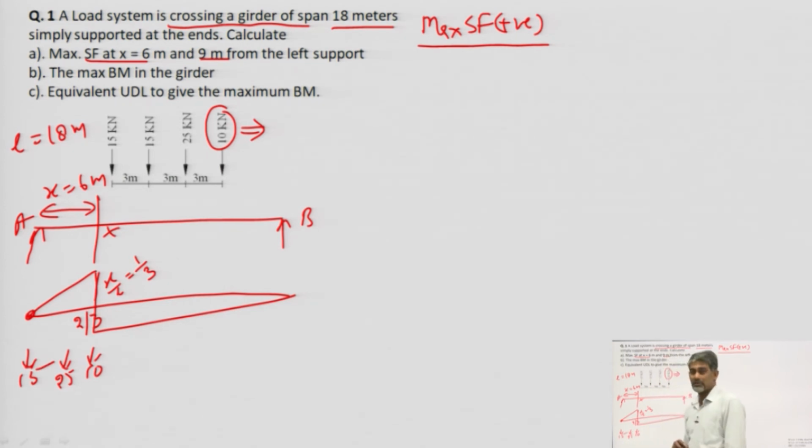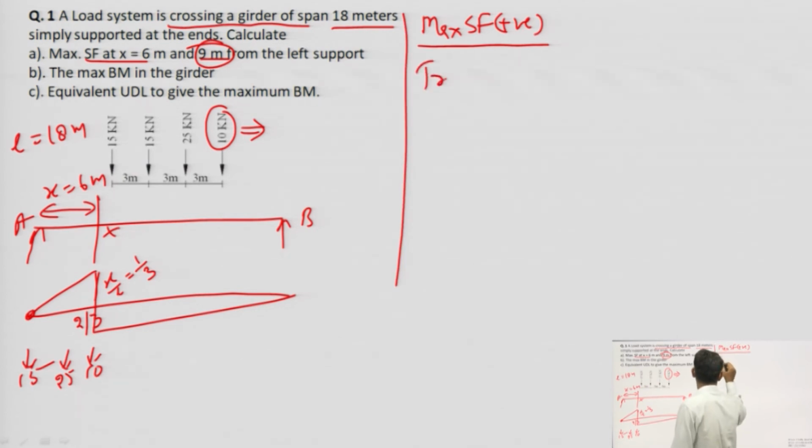So, this will be the condition if x is equal to 6. In the second case, if it is 9, then the 15 kilonewton load will be at point A. So, one load is not coming onto the beam. So, in this case we need trial 1 and trial 2. Okay. So, trial 1.